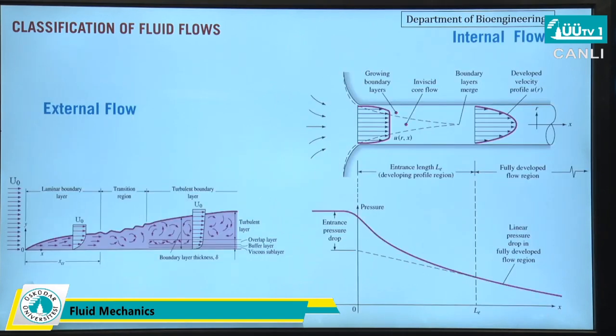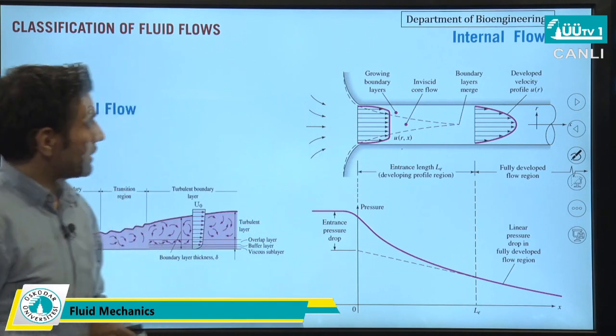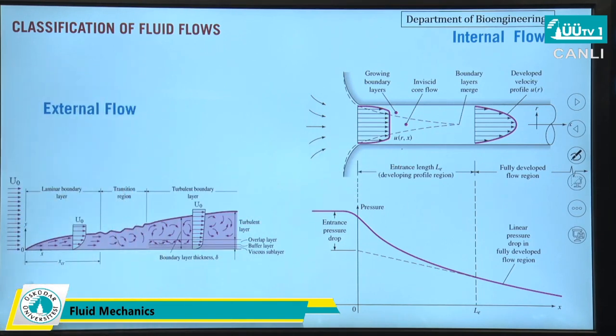Okay, in this slide, I have summarized the difference between external flow and internal flow. In the case of external flow, as you can see here, flow enters over a surface. However, in the case of internal flow, there are boundaries here, as you can see, two boundaries for the flow of fluid inside a pipe.